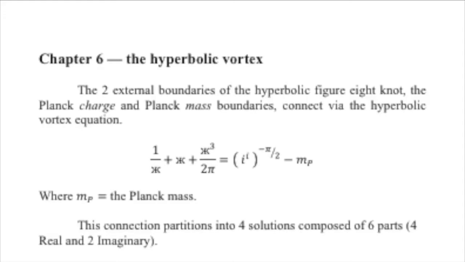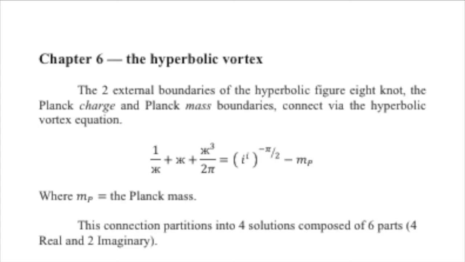Chapter 6, the hyperbolic vortex. All right, we're not very far off from all the math you really need to put everything together, right? We've gotten the decomposition structure of the 5 actions. Now, I want to talk about all the possible expressions of charge and mass in this balance. So the external Planck charge boundary and Planck mass boundary are connected, of course, right? You see that they're always bound.